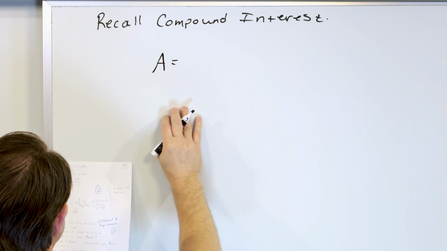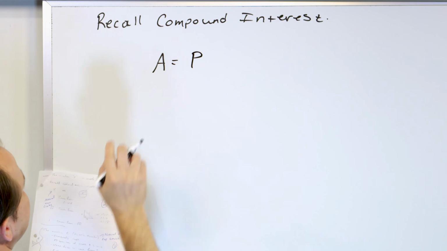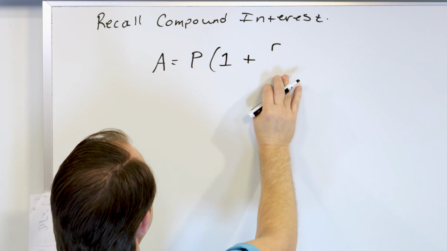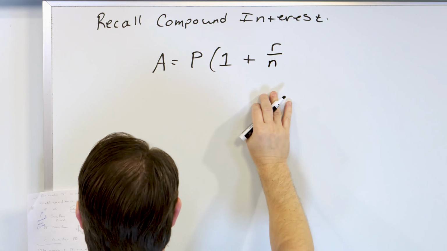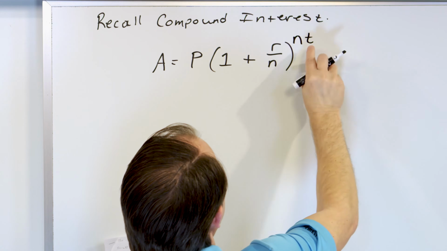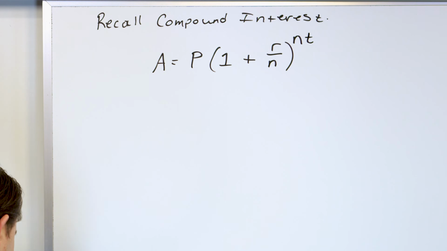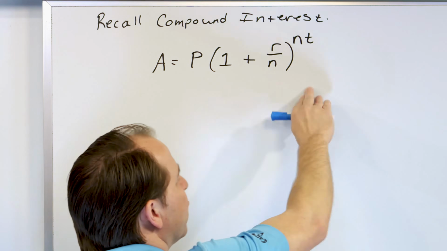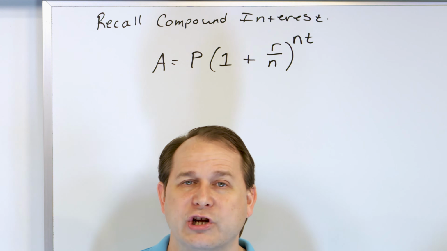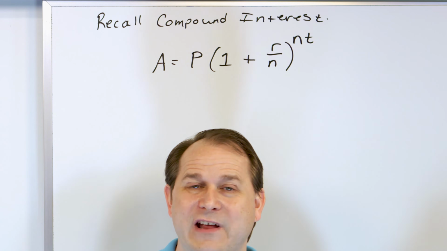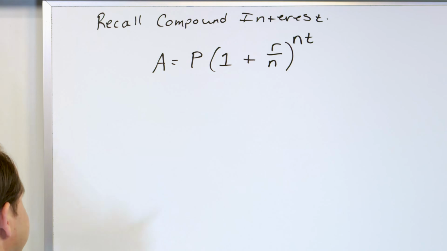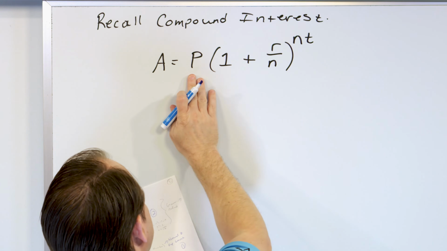The value of money at some time in the future is equal to whatever you invest. We call that the principal, multiplied by 1 plus whatever the annual interest rate is, divided by the number of compounding periods. And this is all raised to the exponent, the number of compounding periods times the time in years. If you don't know where this formula comes from, if you've never seen it before, it just means you haven't watched my lessons on compound interest. So I highly recommend that you go watch that because I explain exactly where every little part of this equation comes from.